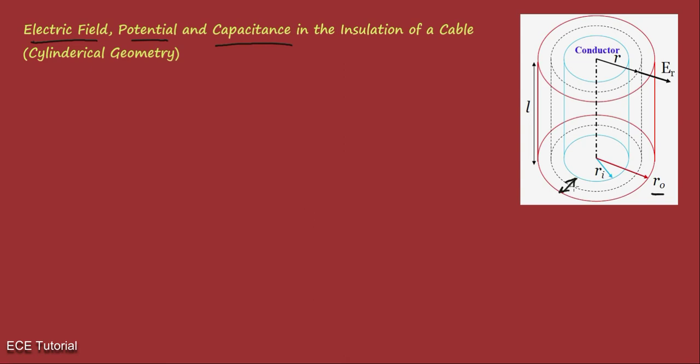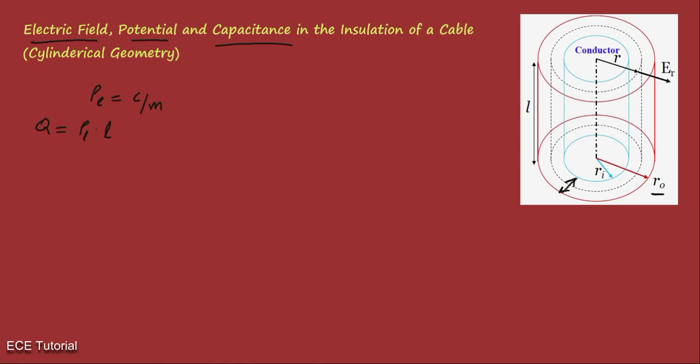In case of linear conductors, our charge distribution is considered as linear charge density, which is represented by rho L and whose units are coulomb per meter. And the total charge can therefore be calculated as rho L multiplied by the total length of the conductor. As you can see here, length is represented by L.